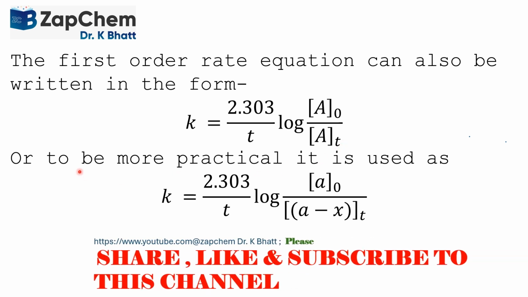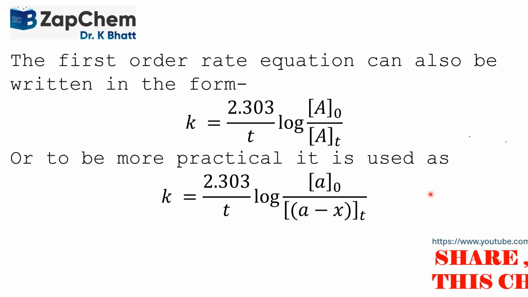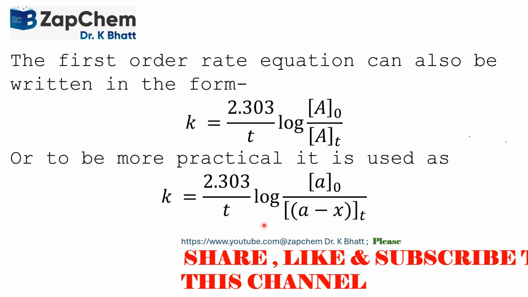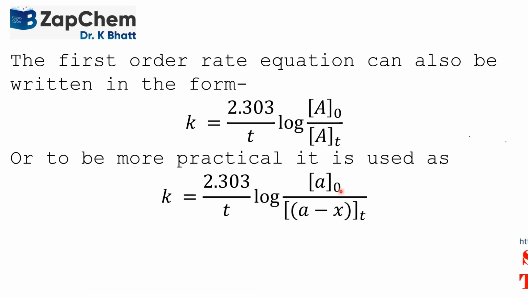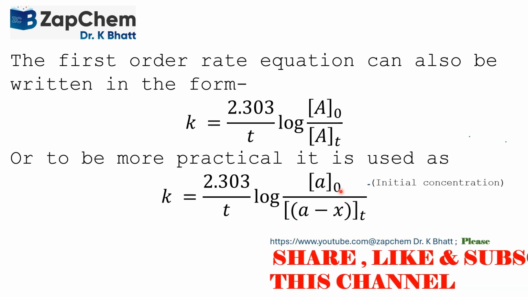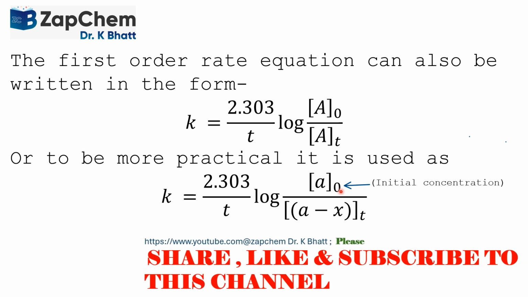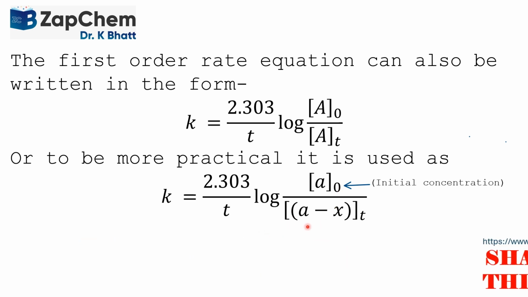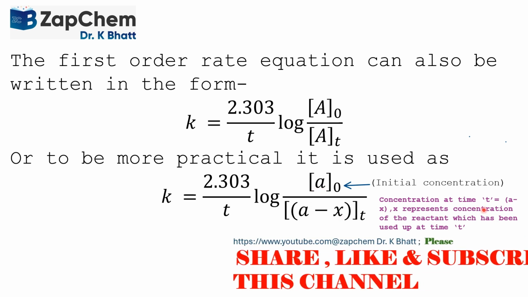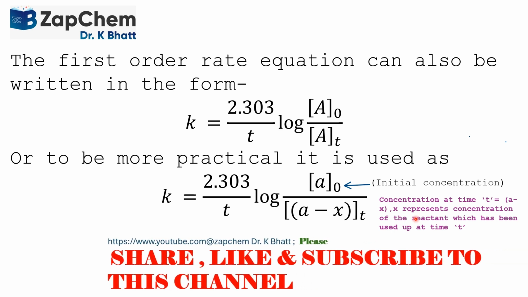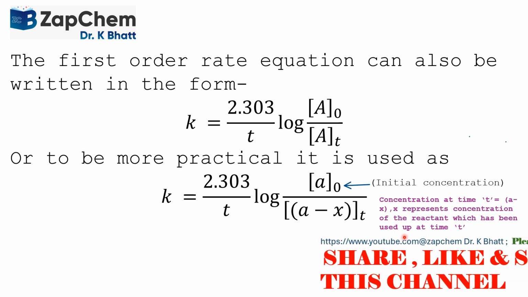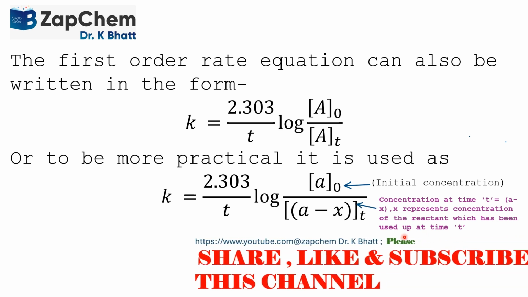Or many times practically we find it is written as 2.303 upon t log a divided by a minus x, concentration at time t. Now here, this simply represents how much has been consumed. Concentration at time t is equal to a minus x. x represents concentration of the reactant which has been used up or consumed at time t. So that's there.